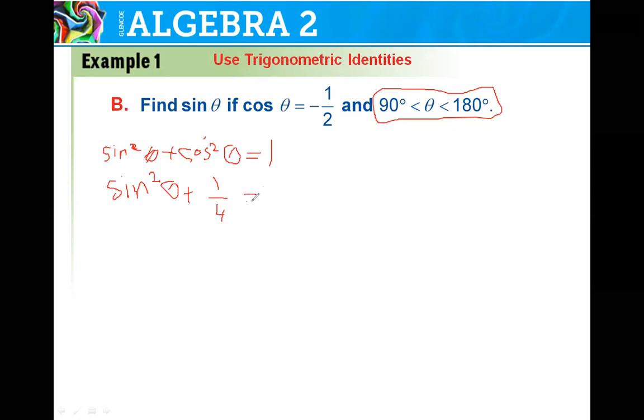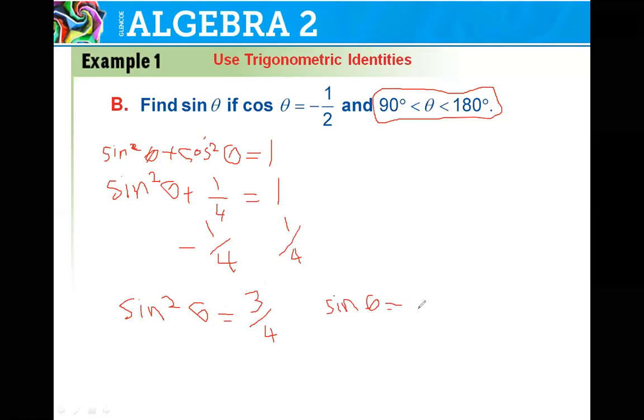Equal 1. And then minus a quarter here, so it will be 0.75 on the other side. So sine square theta will be 0.75, or 3 over 4. But this is squared. I need only sine, so I take the square root of both sides.